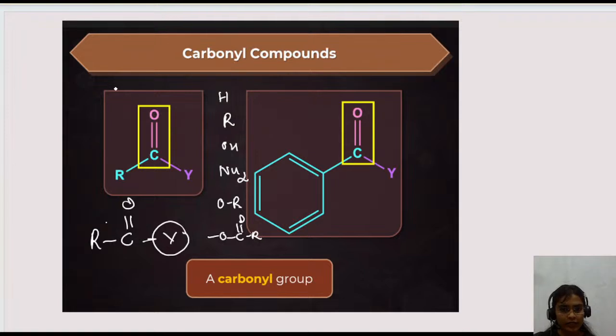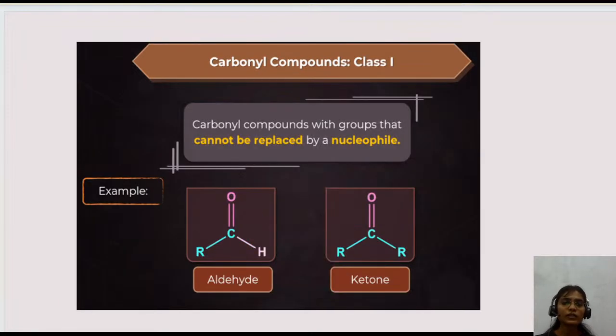This is for the aliphatic system, or the system where we don't have any aromatic system. And this side is an aromatic system. So it's aliphatic, it's aromatic. Okay, simple. This is a carbonyl compound. So we have to classify this into two classes. The class number one is aldehyde and ketone.